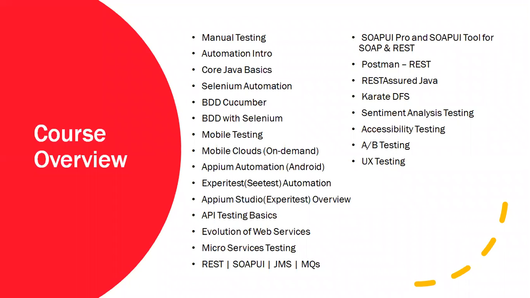But at a high level, these are the courses which I'm going to cover. Initially, we'll start the training with manual testing. Then we'll see the introduction to automation. Then I will explain about core Java. Core Java, how much is required for an automation tester? That's what I'm going to cover. And Selenium automation at an advanced level, covering each and every topic.